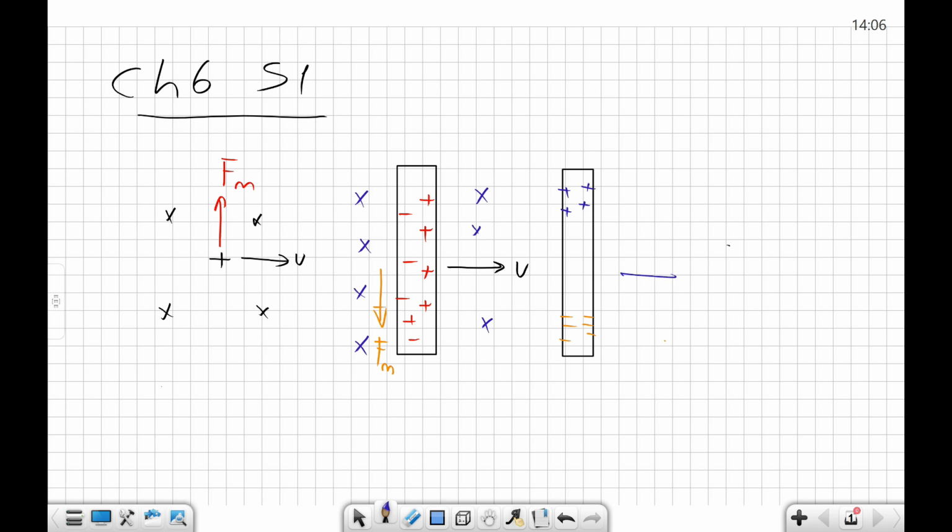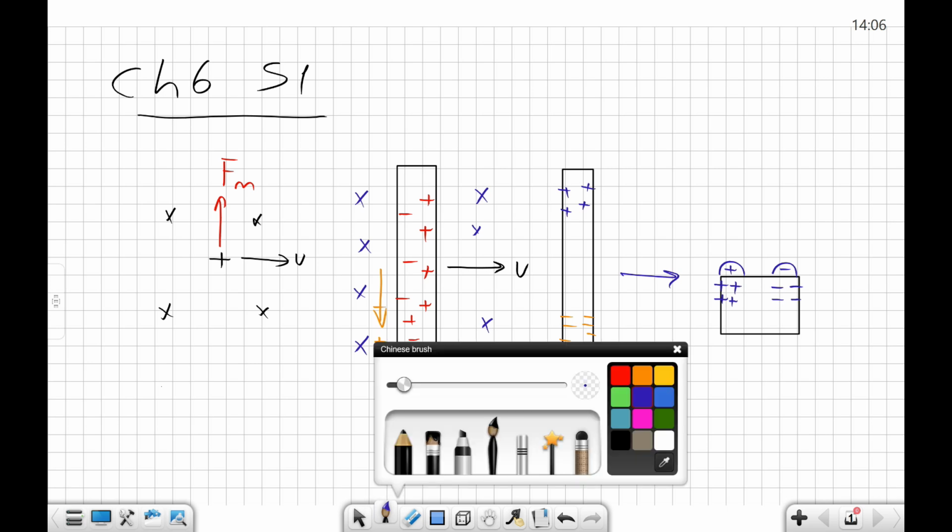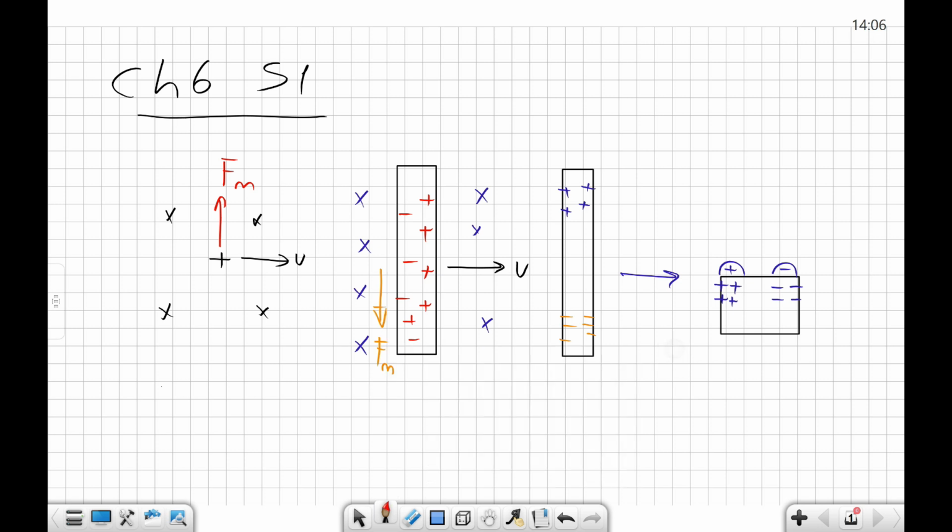As you see, this resembles a battery, because in a battery you have one side positive and one side negative. Why is this side positive? Because it is filled with positive charge. Why is the other side negative? Because it is filled with negative charge. Having a separation of positive and negative charge is called potential difference.